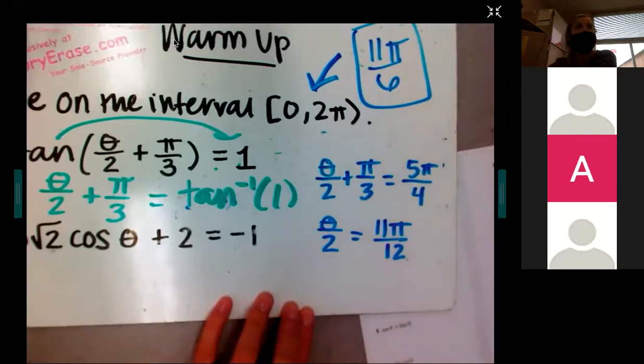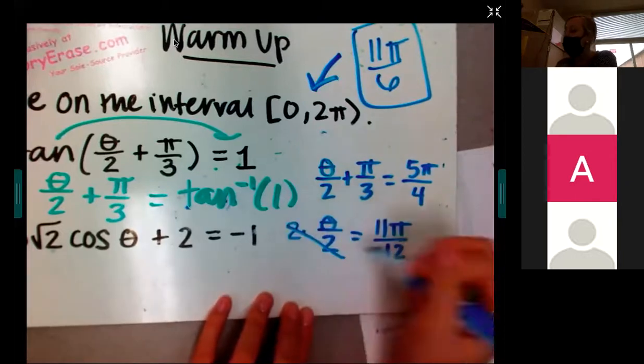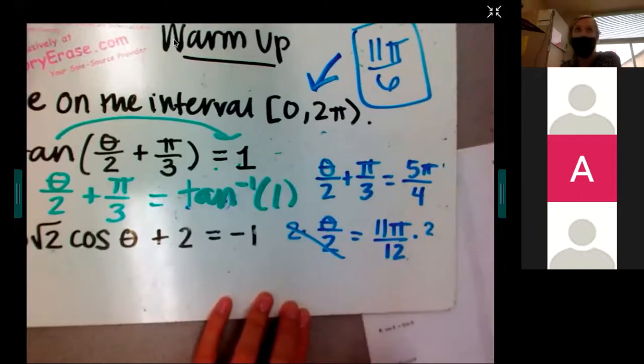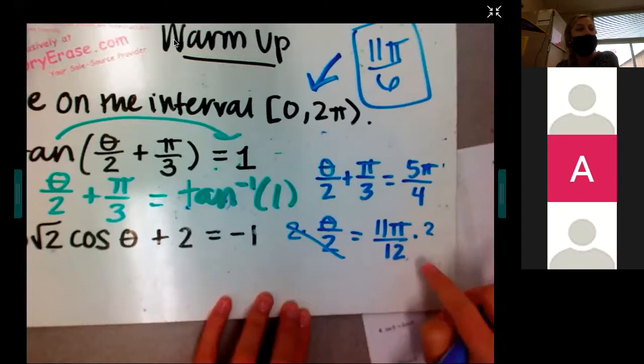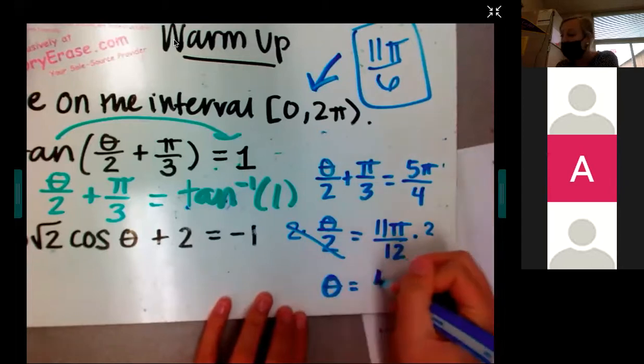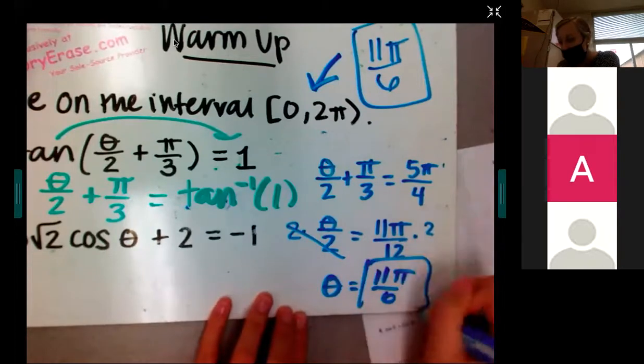If you're like, what the heck did she just do? I subtracted fractions, got a common denominator, okay? I just didn't write it all out. Now look at this, times 2 times 2. I hope we're all watching. 22 pi over 12 reduces to 11 pi over 6.